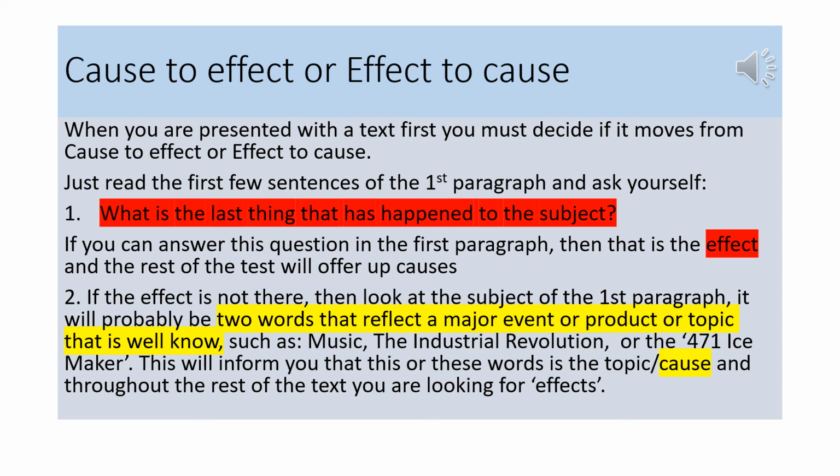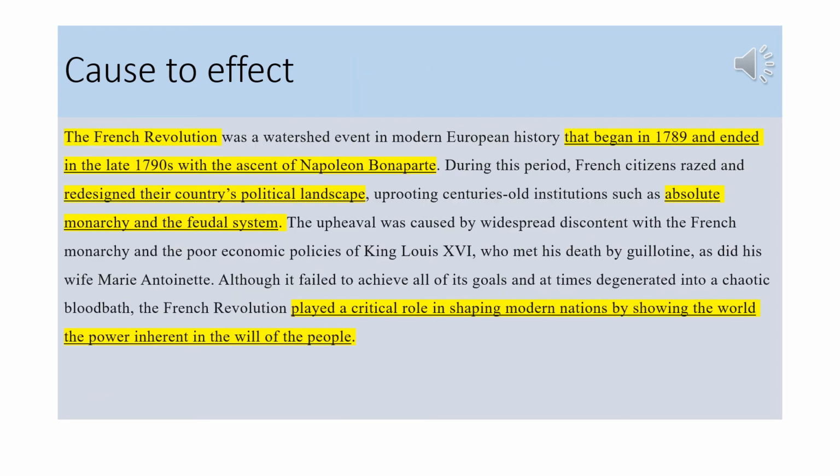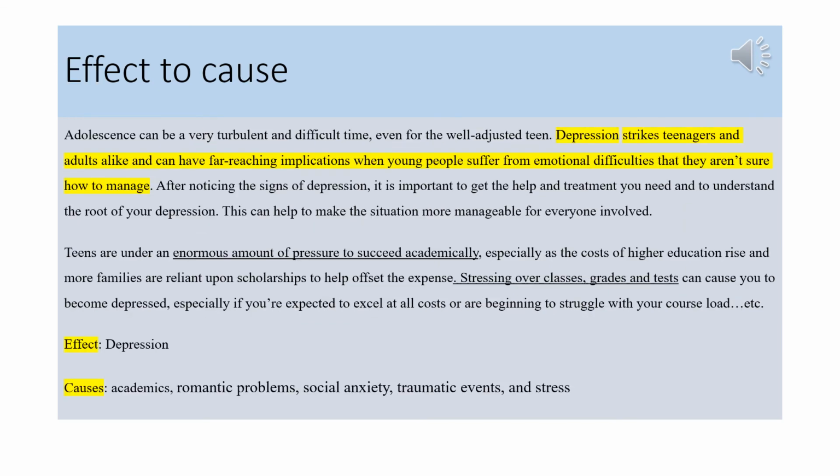So let's take a look at the next slide. So this example moves from cause to effect. And this is what I was referring to when you get the big title up front, like the French Revolution. That will be your cause. And then all the underlined parts that are highlighted in yellow, these are just effects. And so you have to gather these up and choose a couple, and you're going to make a compound sentence out of that. Okay?